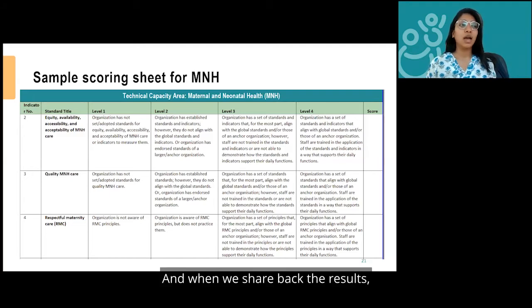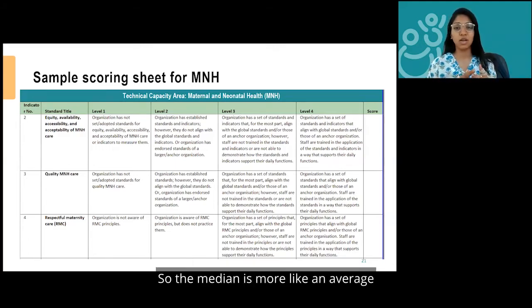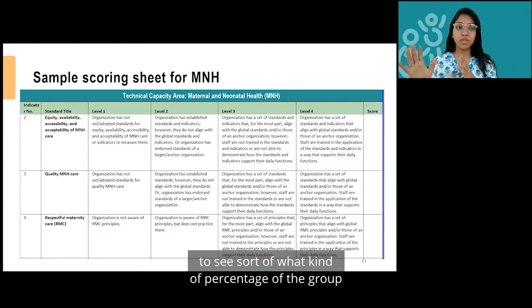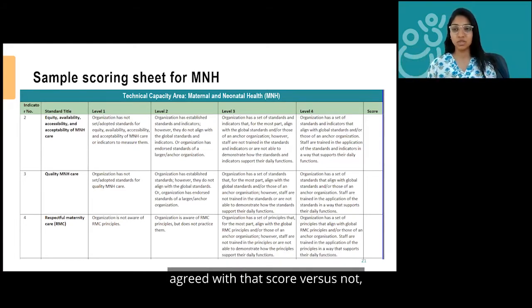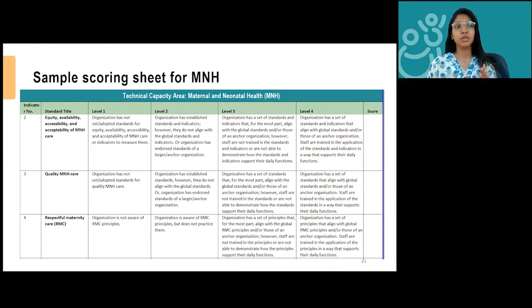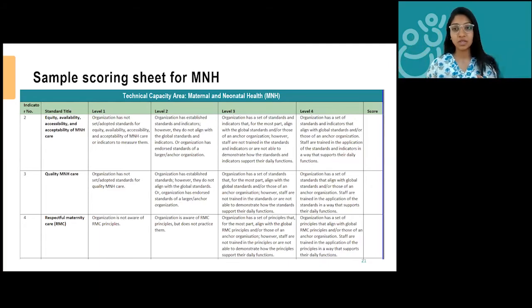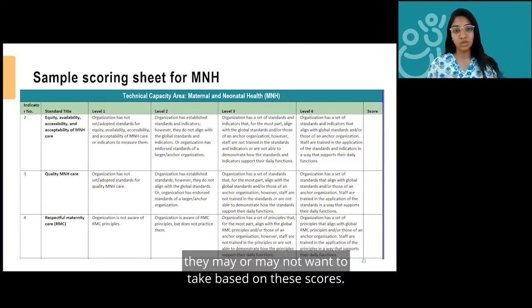And when we share back the results, we share a median score as well as a consensus score. So the median is more like an average to see where the group landed. And then the consensus score is more like a standard deviation to see what kind of percentage of the group agreed with that score versus not. So there is some nuance over there. And then this assessment serves a second purpose of deciding what type of action they may or may not want to take based on these scores.